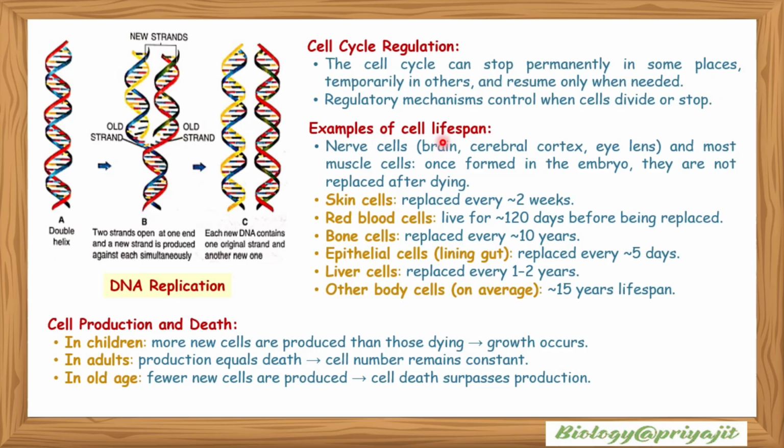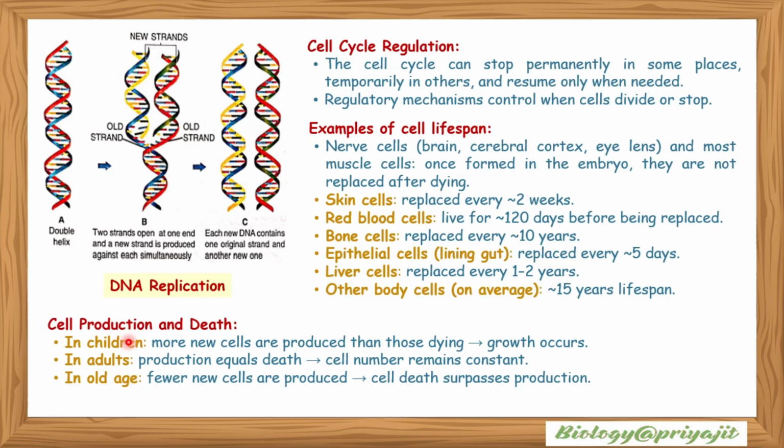The examples of cell lifespan: nerve cells, that is brain or cerebral cortex, and eye lens, and most muscle cells once formed in the embryo, they are not replaced after dying. And the skin cells, they are replaced every 2 weeks. Red blood cells, they live for 120 days before being replaced. Bone marrow, they are replaced every 10 years. Epithelial cells lining the gut are replaced every 5 days. Liver cells, they are replaced every 1 to 2 years. Other body cells have on average 15 years of lifespan.